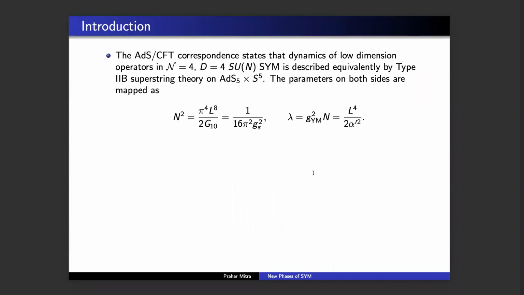Okay, so the idea is relatively simple. We're going to use ADS-CFT. And the ADS-CFT correspondence, at least this version, the oldest version of this correspondence, makes a statement that N equal to 4 super Yang-Mills in 4 dimensions, and the dynamics of various low dimension operators in this theory, is described equivalently by type 2B superstring theory on ADS5 times S5. And the parameters of the theory are related in a very simple way. So the 't Hooft coupling is the inverse of the string scale, and then N squared is related to G string.